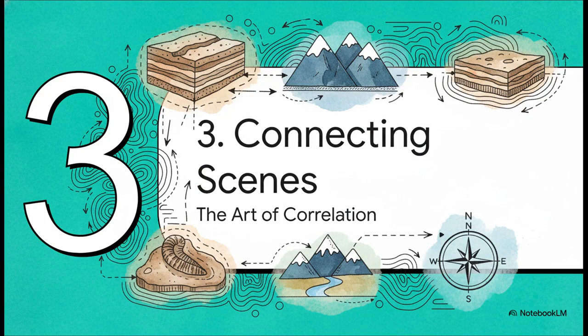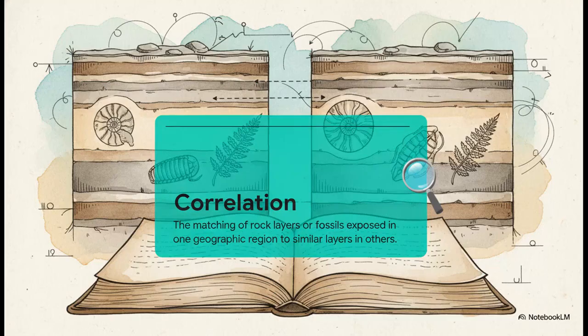All right, so we have our clues. Now we get to the really cool part, the core technique geologists use to connect these different crime scenes and stitch the whole story back together. And that process is called correlation. It's really just a fancy word for matching. You're matching up rock layers and fossils from different places. If a layer over here matches a layer way over there, you've just connected two pages of the story.